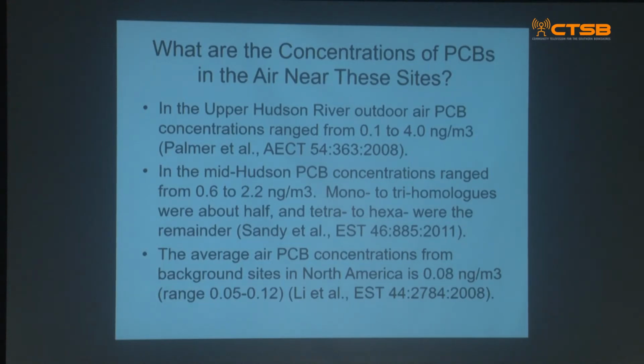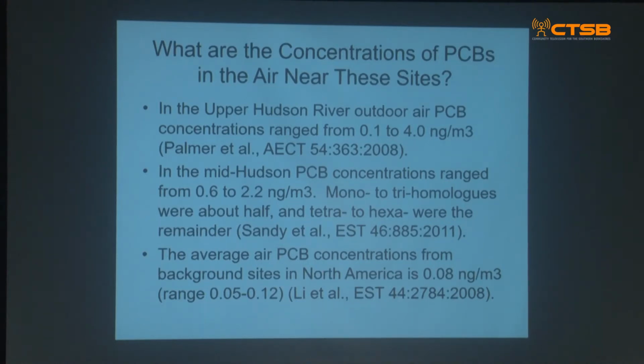So the question is, what are the air levels of PCBs? Now this is sort of important because I want you to remember these numbers. Look at the bottom. If you go to remote sites in the US or North America, the level of PCBs in the air are less than 0.08 on average. The range from 0.05 to 0.12. So I usually say the average is about 0.1 nanogram of PCBs per cubic meter.